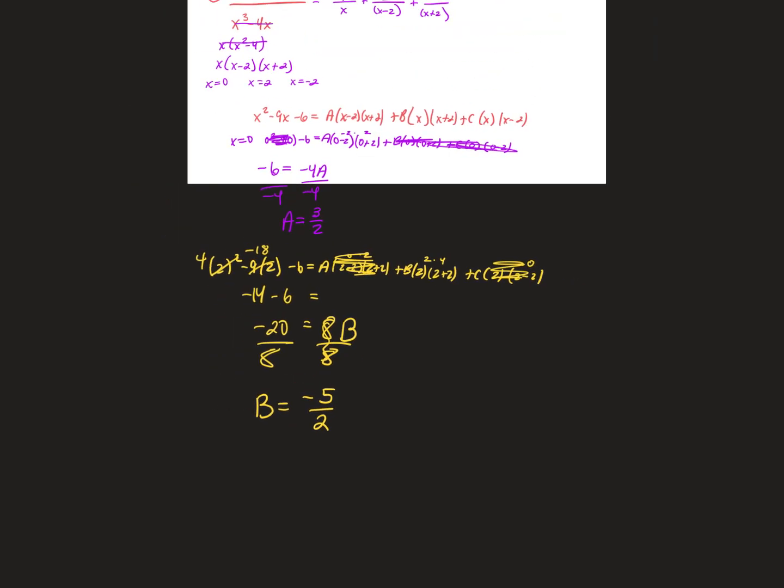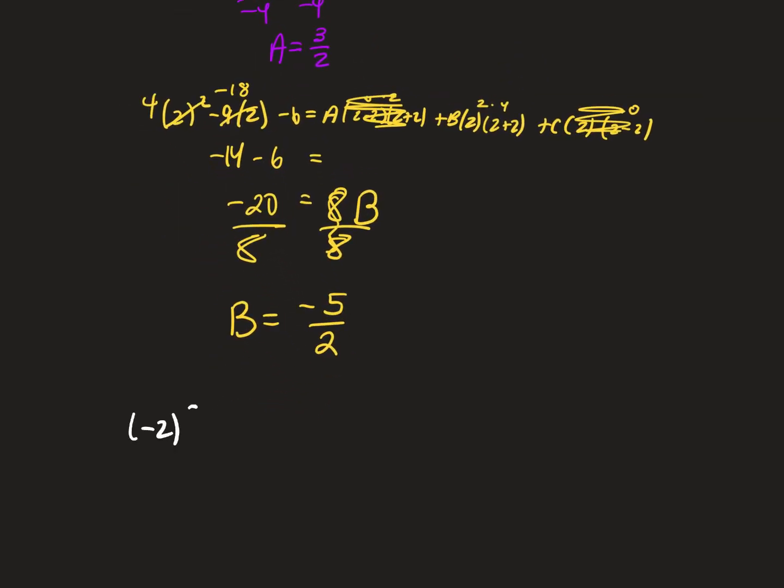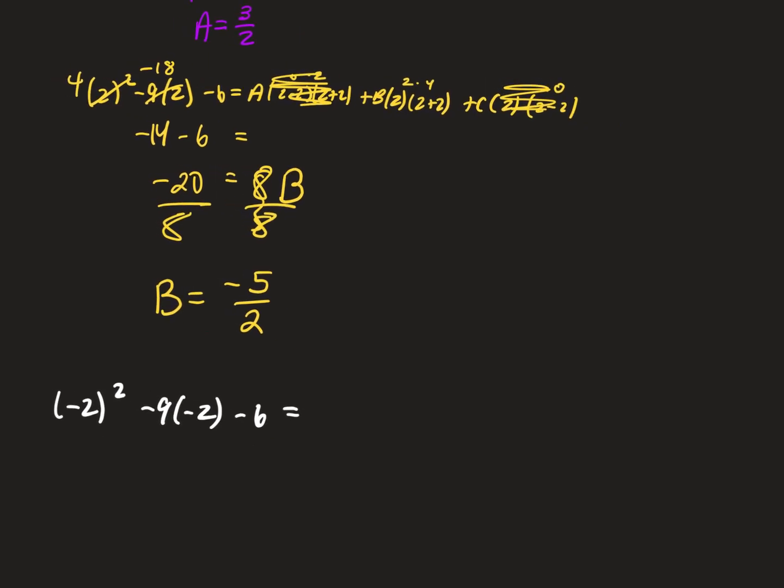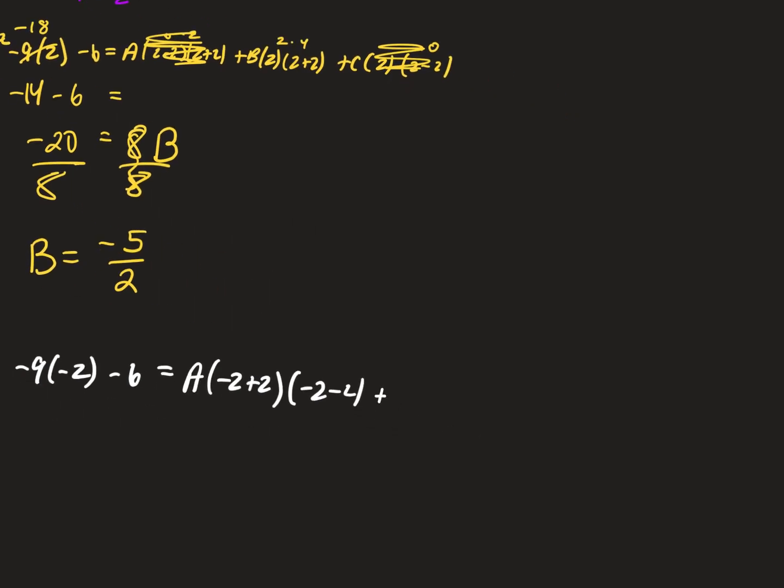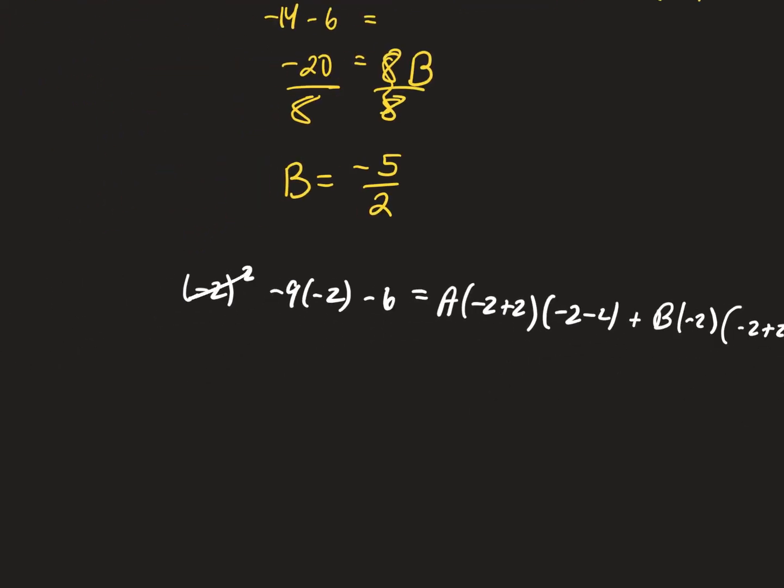Or we'll do the last one, I should say. We're going to plug in now negative 2, right? So we have negative 2 squared minus 9 times negative 2 minus 6 equals A times negative 2 plus 2 times negative 2 minus 2, plus, well, I forgot the B, B times negative 2, and then it's what? Negative 2 plus 2? And then we have C times negative 2 times negative 2 minus 2. Negative 2 squared is 4. 4 plus 18 is? What is it? 22. And 22 minus 6 gives me?